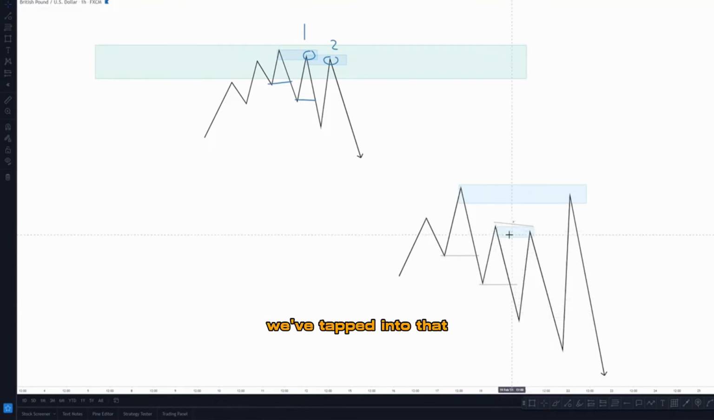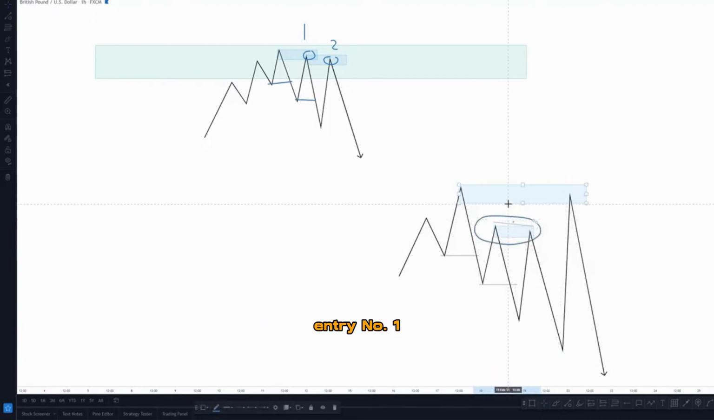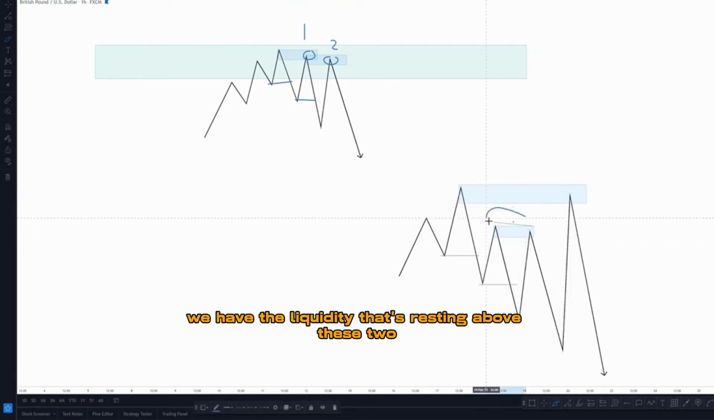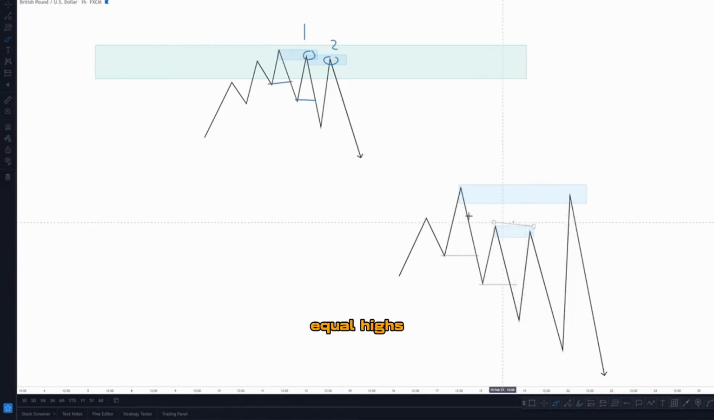We've come in, we've tapped into and mitigated that order block that was created from this reaction, and then continued. In this case, this would almost be our entry number 1, and then this would be our entry number 2. The reason this entry would still be viable and valid was because we have the liquidity that's resting above these two equal highs.